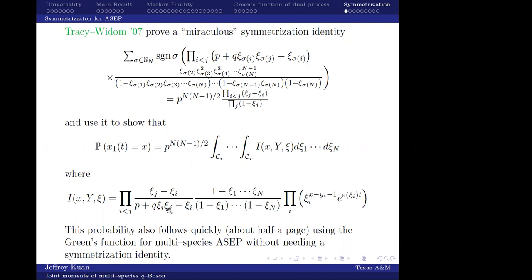So it turns out, if you consider a multi-species ASEP, then this Tracy-Widom result follows from the Green's function from a few slides ago pretty quickly, in about half a page. So we actually don't need to prove a symmetrization identity. Originally I was looking for a multi-species version of this symmetrization. But somehow when you go to multi-species models, calculations become easier, which was a little unexpected for me.